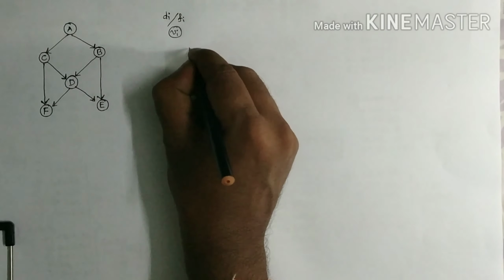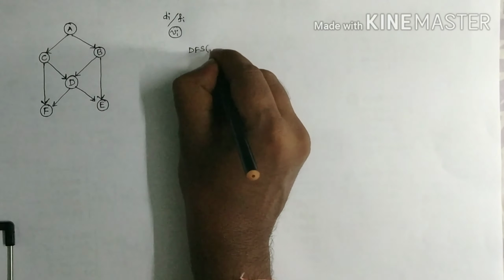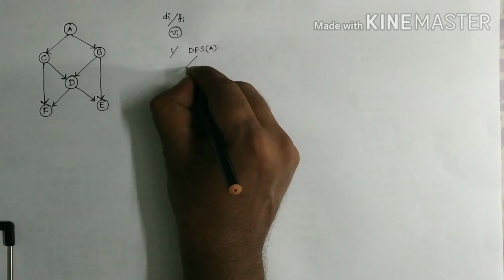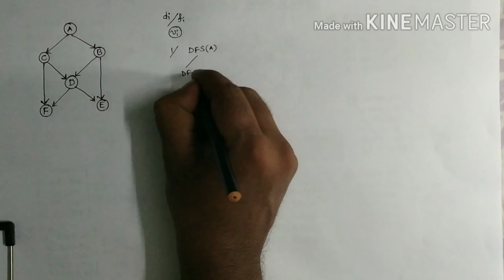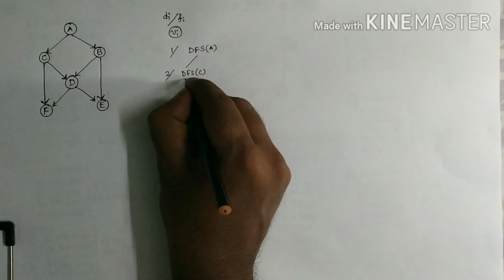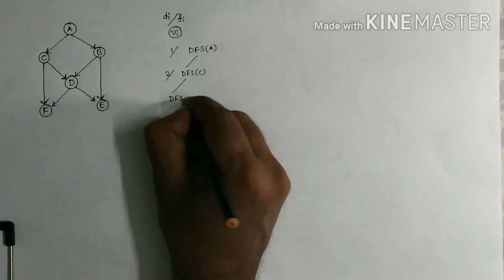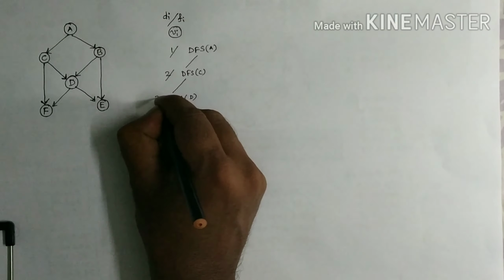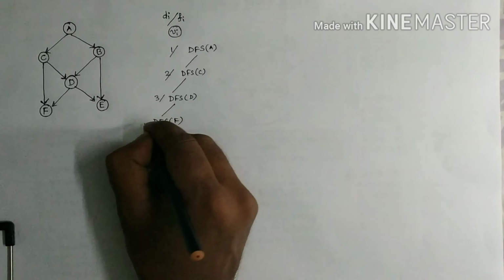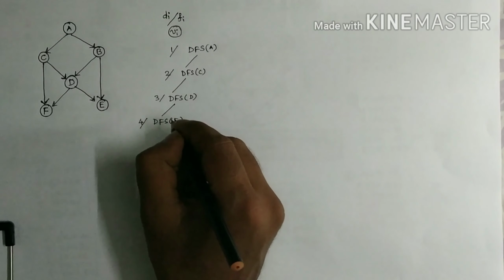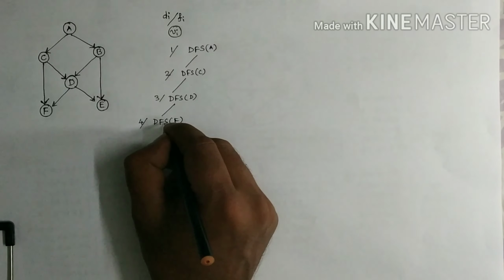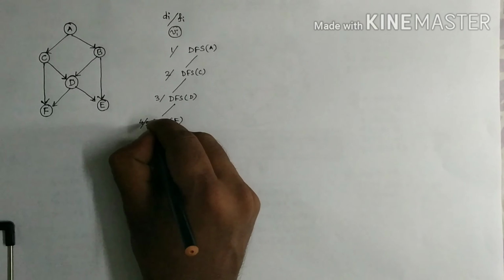So first discover A, that means call DFS A. So starting time of A is 1. Now call C. So DFS of C, discovery time 2. Now call DFS for D. So discovery time here 3. Now call DFS for F. So discovery time here 4. Now F has no adjacent vertex, so finish DFS for F. So finish time here 5.